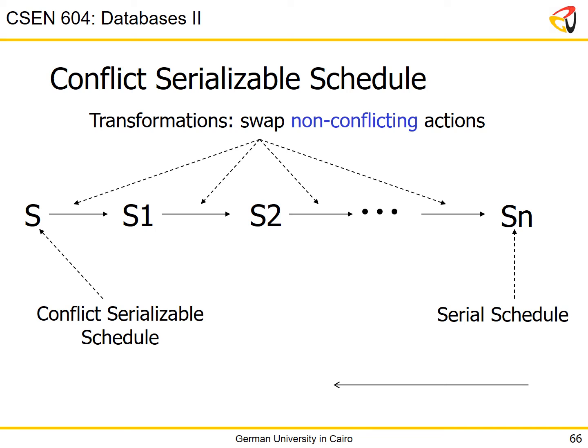And if it is, it will continue running it. If it is not, it will postpone T4 till maybe T1 finishes and then put T4 again, do the swaps, and construct the precedence graph to see if this is conflict serializable or not. And ultimately, it will run T4.